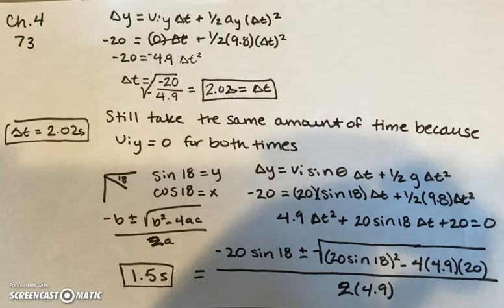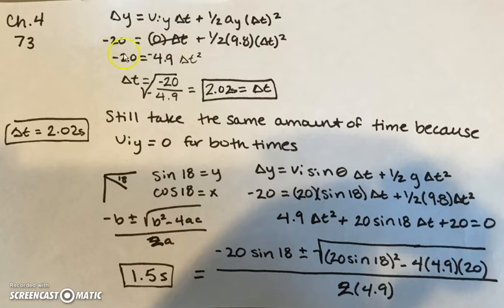Okay, so for the first part, you set up one of your kinematic equations. Change in y, or position of y, is equal to the initial velocity in the y direction times change in time, plus 1/2 acceleration in the y direction times delta t squared.